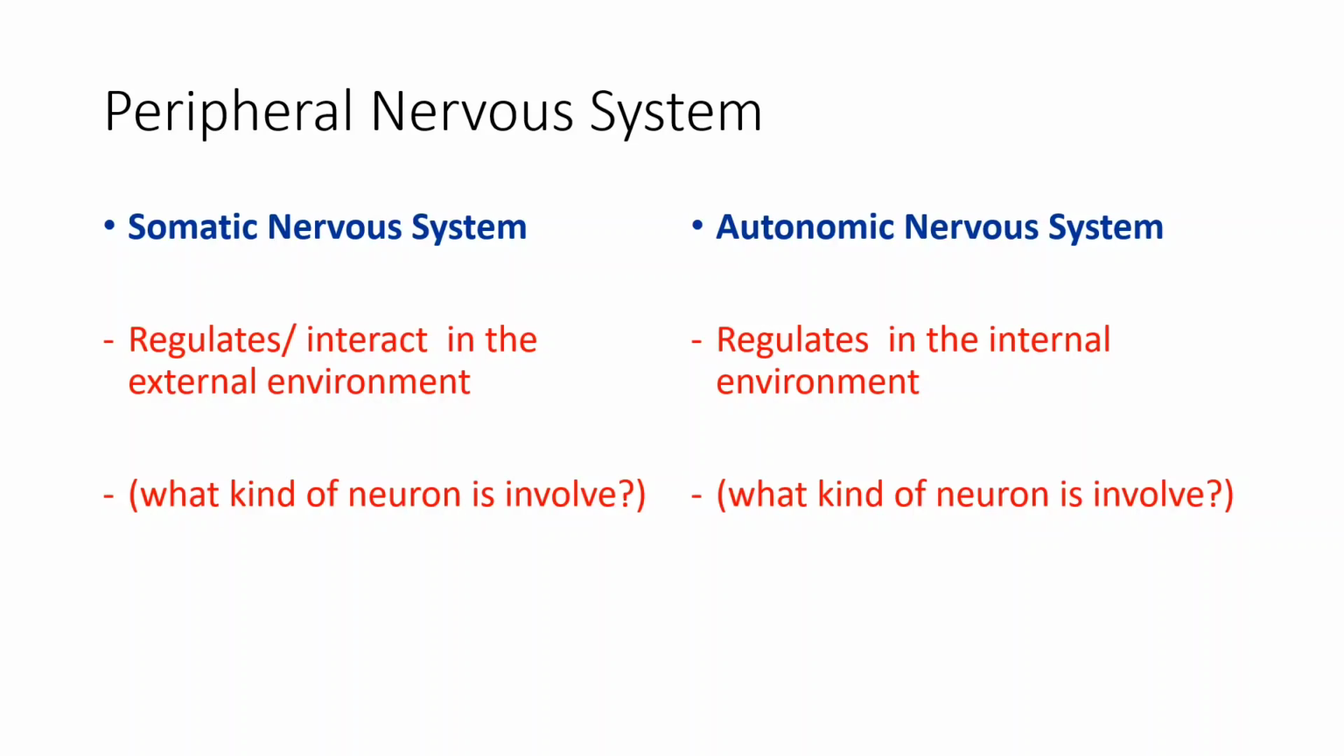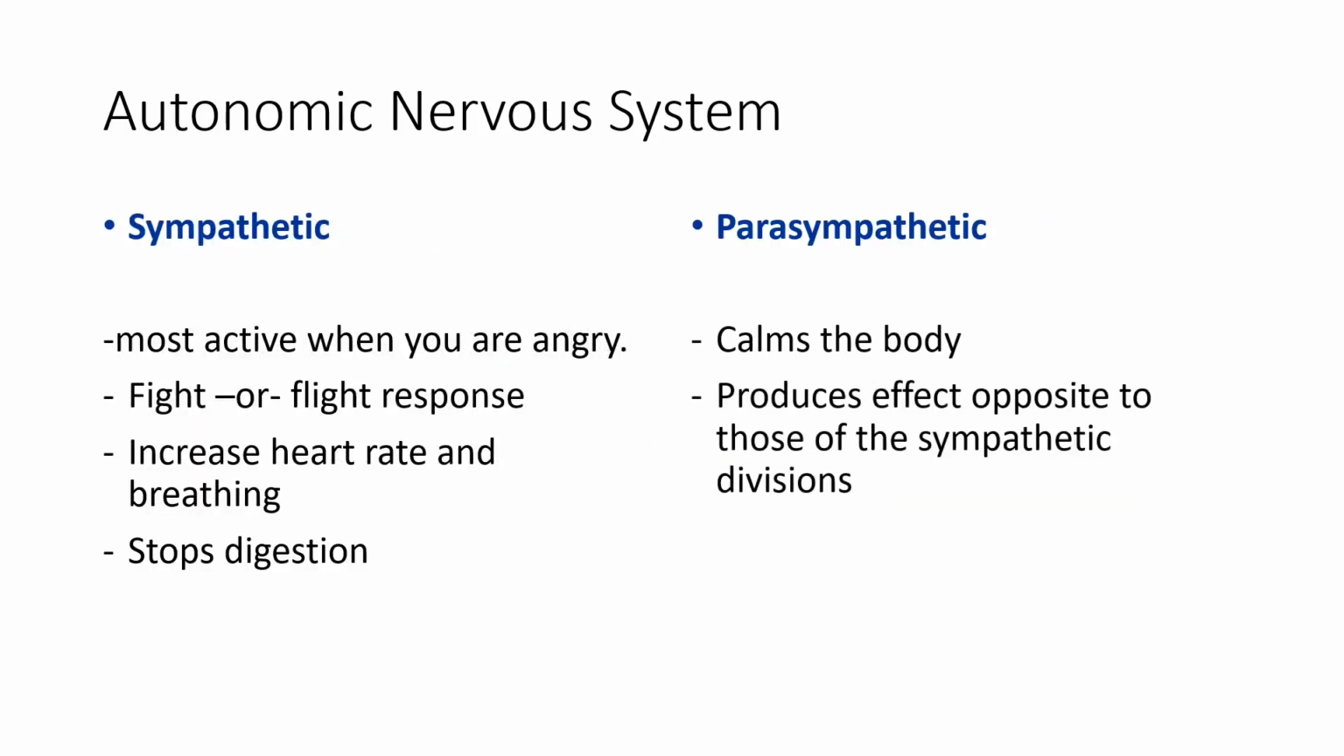Now, how about autonomic nervous system? It regulates in the internal environment. So, just like the function of interneuron or associative neuron, internal kasi nangyayari siya within the body, okay, sa brain habang nag-iisip how to react with the stimulus. The autonomic nervous system is composed of sympathetic and parasympathetic. Yung sympathetic, it arouses the body, while parasympathetic, it calms after the arousal.